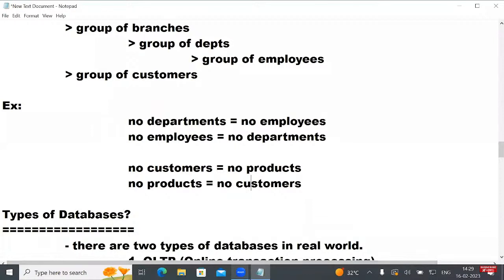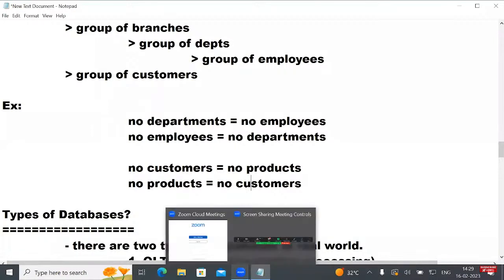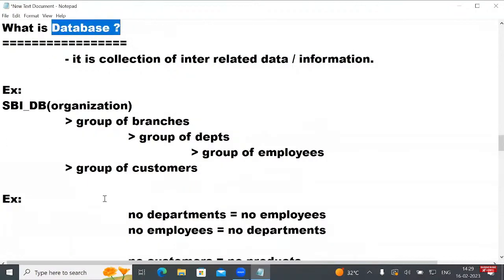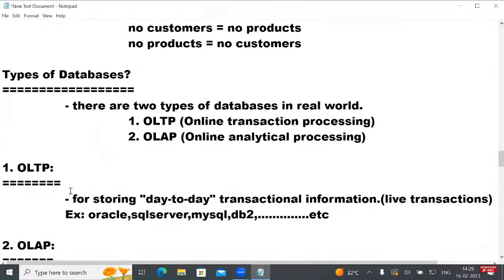So these kinds of relations or data, where one data depends on another data, this kind of information together we are storing in one location, and that is what we call a database. Okay, now let me come to the next topic.